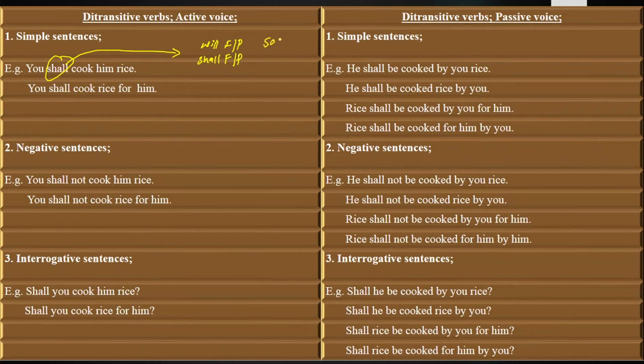Both are used for future possibility of 50%. But one is used in an informal way and the other is used in a formal way. This is used in a friendly atmosphere and that is used in a respectful, polite way. Nowadays the usage of shall is reduced, but as a modal auxiliary verb you can use it even with you. So sentences will be as follows in active voice. You shall cook him rice, you shall cook rice for him. These are simple sentences which make a simple statement.